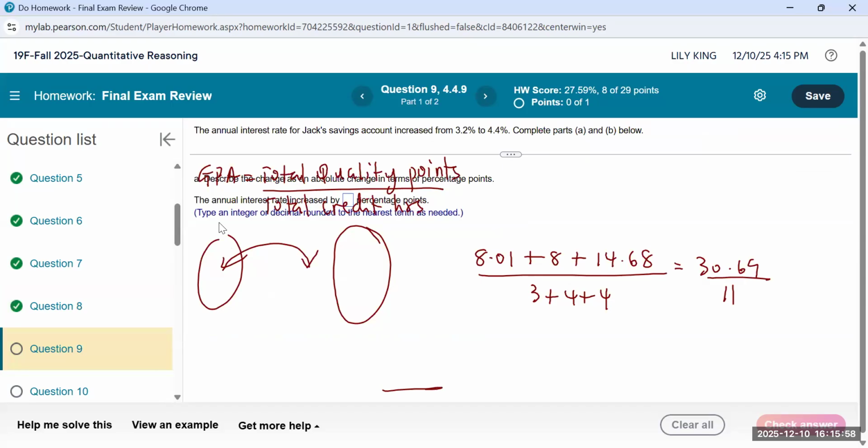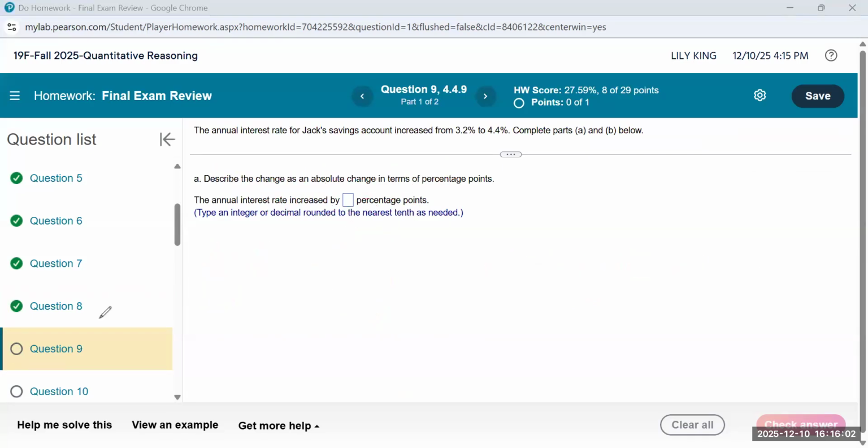All right, question 9. This is an absolute change where the new and the old values are percentages. So here you don't have to convert the percentages to a decimal. You have to use it as it is. So with absolute change, which is new minus old, we are moving from 3.2% to 4.4%. So this is our new, and this is our old.